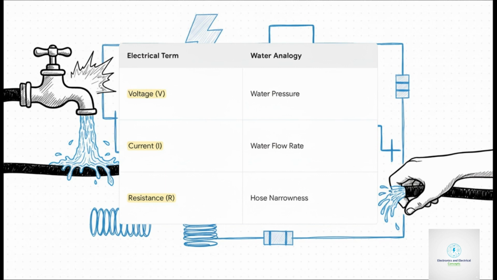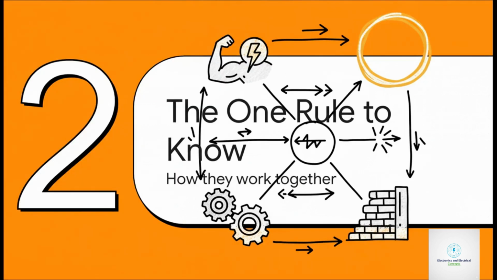The best way to picture all this is with a simple garden hose. It's a perfect analogy. The voltage, that's the water pressure coming from the spigot. The current, that's the actual amount of water flowing out the end. And the resistance, well, that's you pinching the hose. The tighter you squeeze it, the harder it is for that water to get through. See? The push, the flow, and the squeeze. Simple as that. So, now we've met our three forces, but here's where the magic really happens.